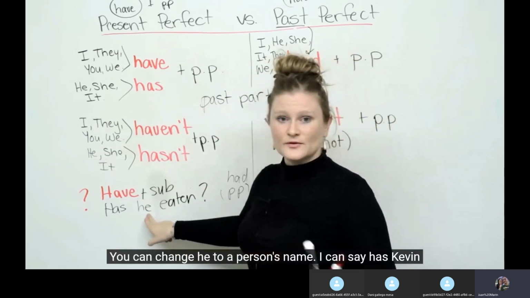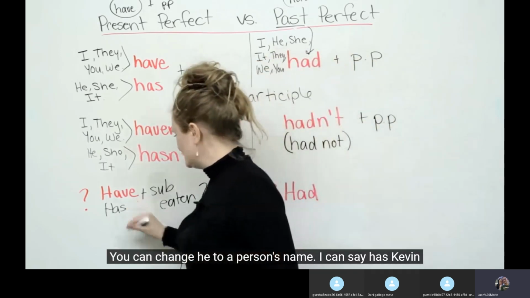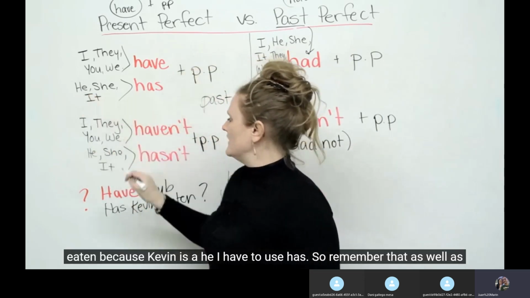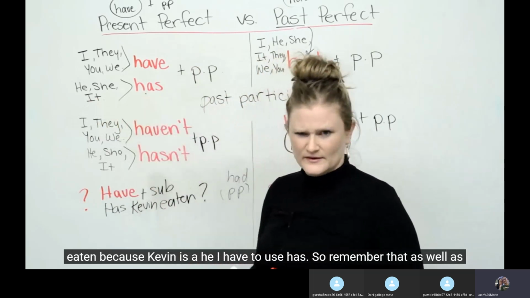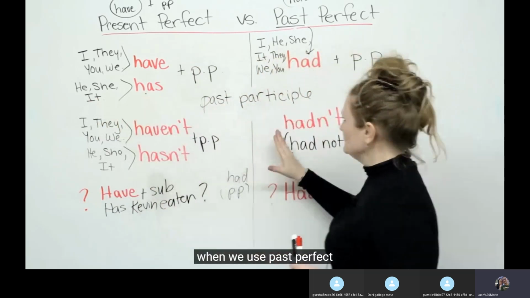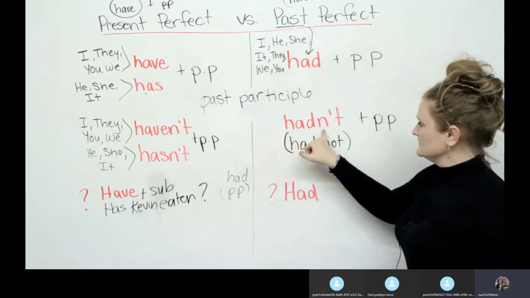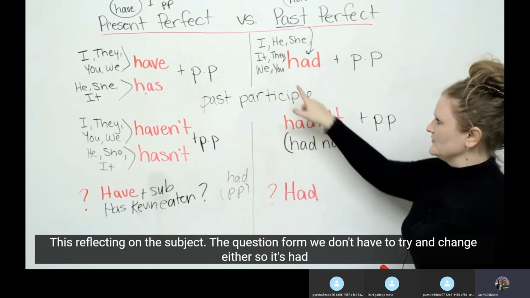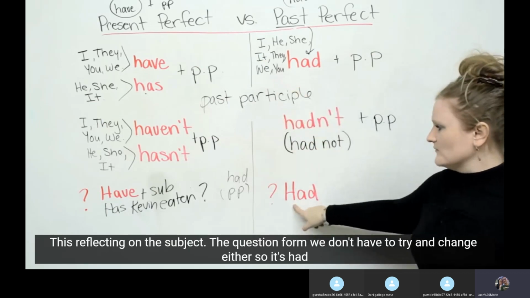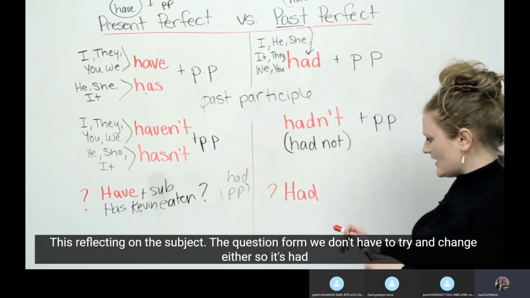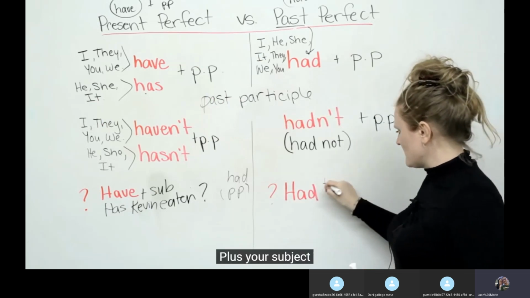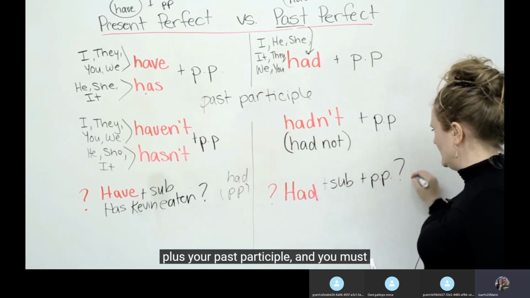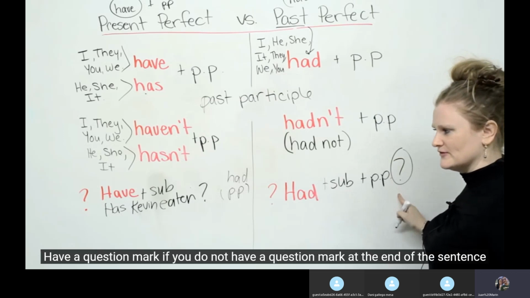You can change he to a person's name. I can say, has Kevin eaten? Because Kevin is a he, I have to use has. So remember that as well, it's important. When we use past perfect, like I said, it's the same idea. We don't have to change this reflecting on the subject. The question form, we don't have to change either. So it's had plus your subject plus your past participle. And you must have a question mark.